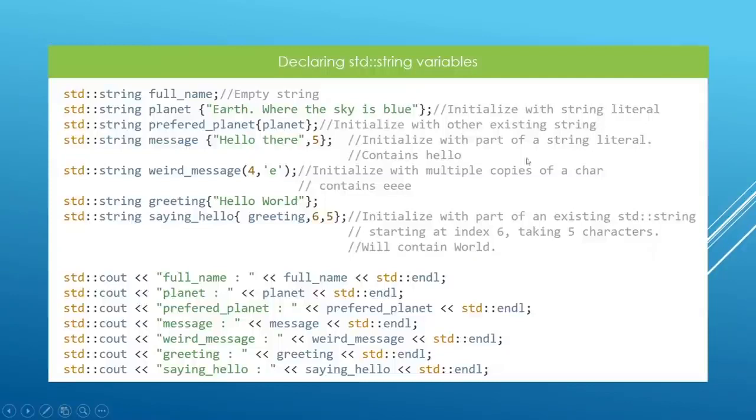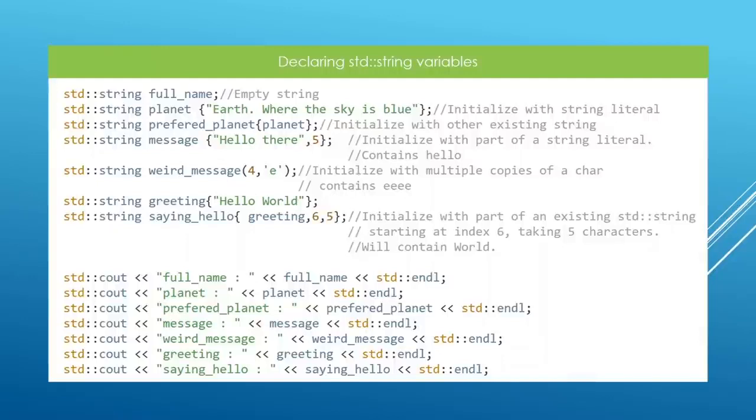This is something you might want to do if it makes sense for whatever application you are doing here. We can also initialize our string with multiple copies of one character, and this is the syntax to do it. You say the name of your variable, you say however many times you want the character repeated, and you say which character it is, just like this.